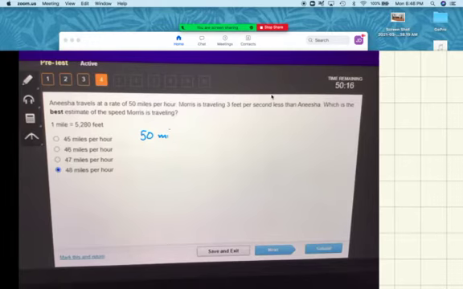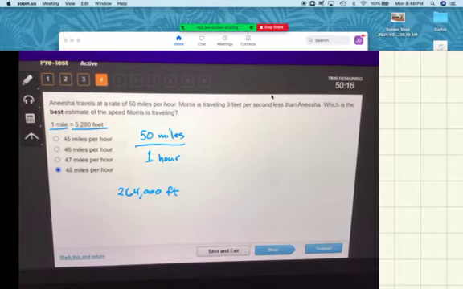50 miles in 1 hour. That's the same thing as 50 miles. So I'm going to do 50 times 5280, so 26400. I did 50 times this so that I can convert it into feet, because 1 mile is this many feet. So if I have 50 miles, then I have to do 50 times that.